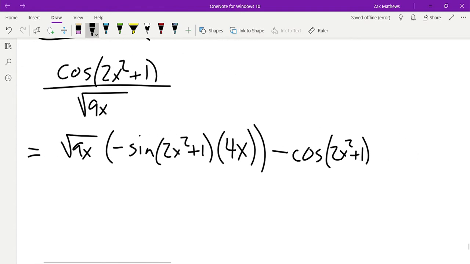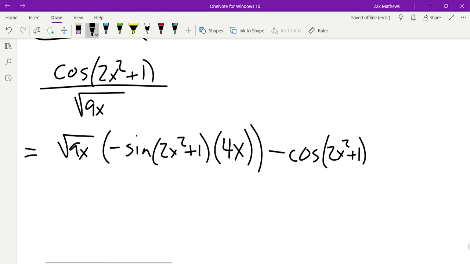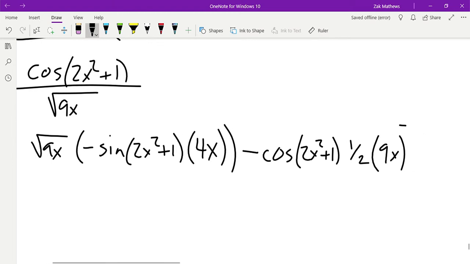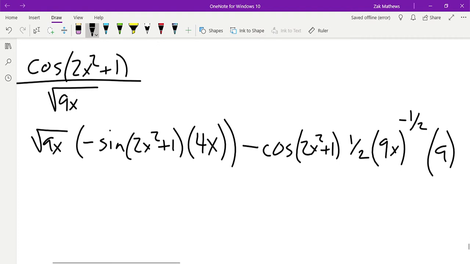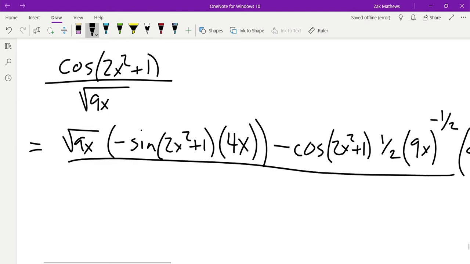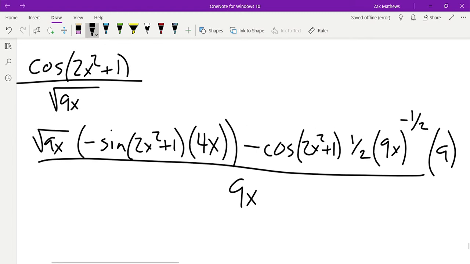And the 9x, I have to take the derivative of 9x. Well, 9x under the square root is really the same as the 1/2 power, so I'm going to pull the 1/2 to the front. The 9x is now going to be raised to the negative 1/2 power. And I still have to take the derivative of the inside, which is 9. And this whole thing is over 9x under the square root squared, which cancels, just leaving me a 9x.